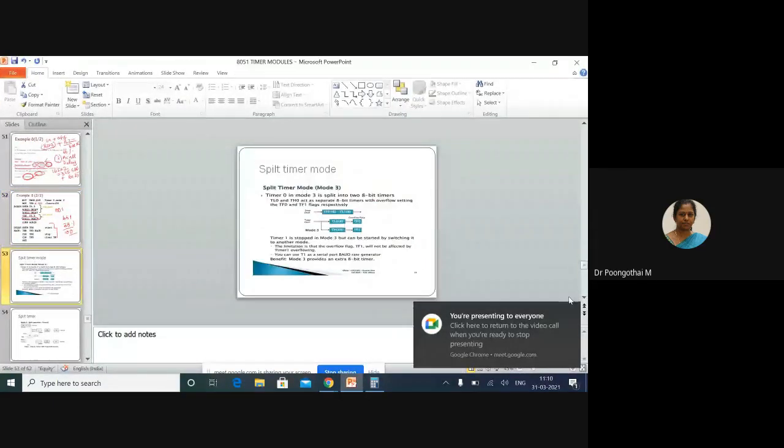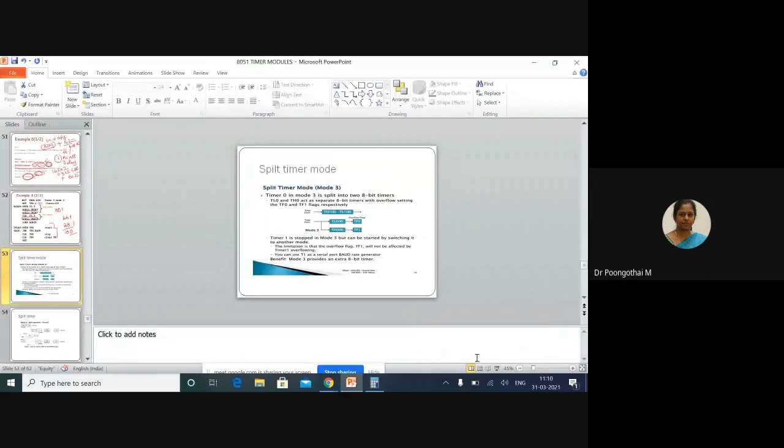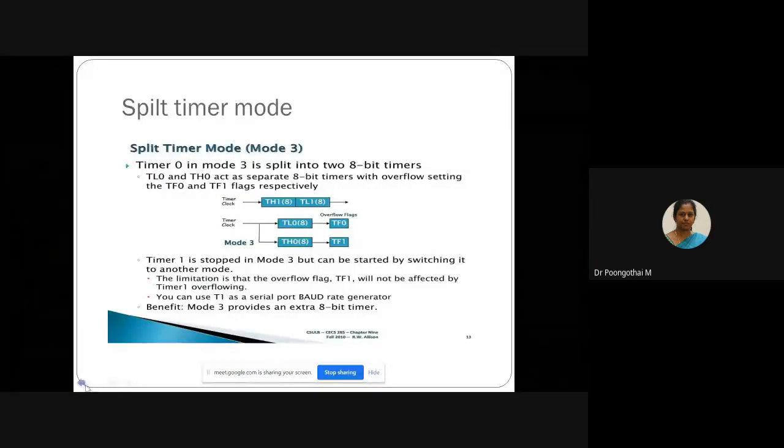So next mode is the split timer mode. This mode is not widely used in a microcontroller environment. In some applications, such as timer shortage or timer limitation applications, this can be applied. Here, your timer 0 in mode 3 is split into two 8-bit timers.